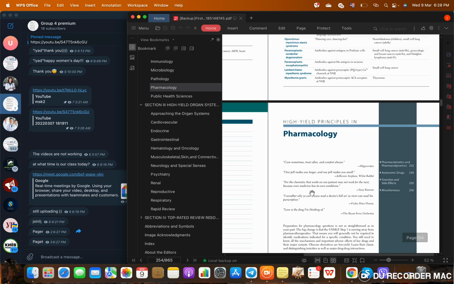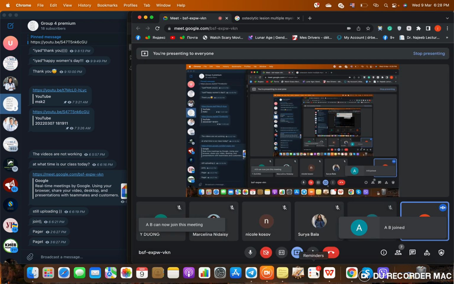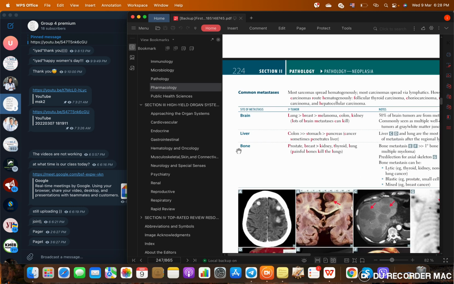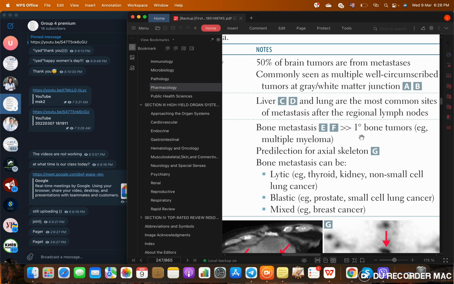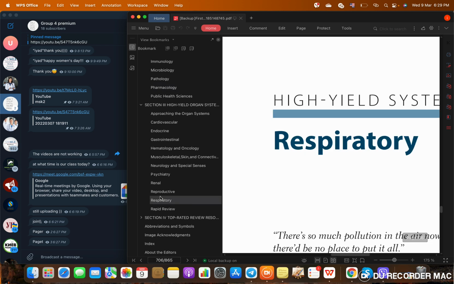They mention there different tumors and where they originate from. So you can see exactly right here. See, they write bone and bone metastasis. It's much more common than primary bone tumor. And they tell you that the lytic ones come from the thyroid, the kidney, and the non-small cell lung cancer. I told you the mnemonic, the kind none, right? The kind none. So yeah, all of them are lytic. The 'for' is for thyroid, 'kind' for kidney, and 'none' for non-small cell lung cancer. Okay, let's go to the next thing.